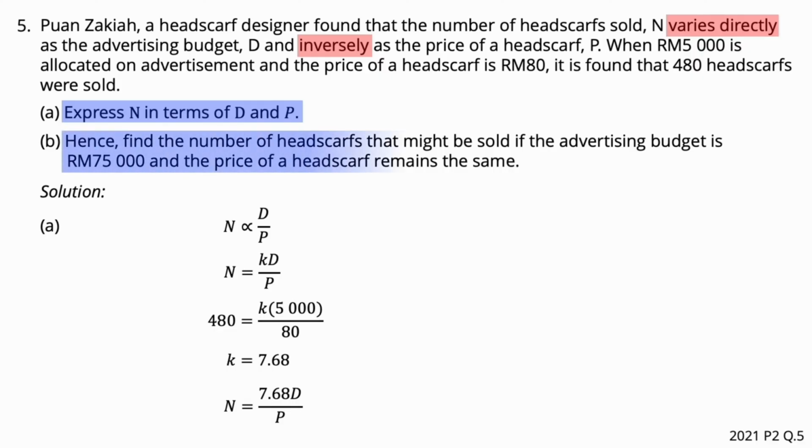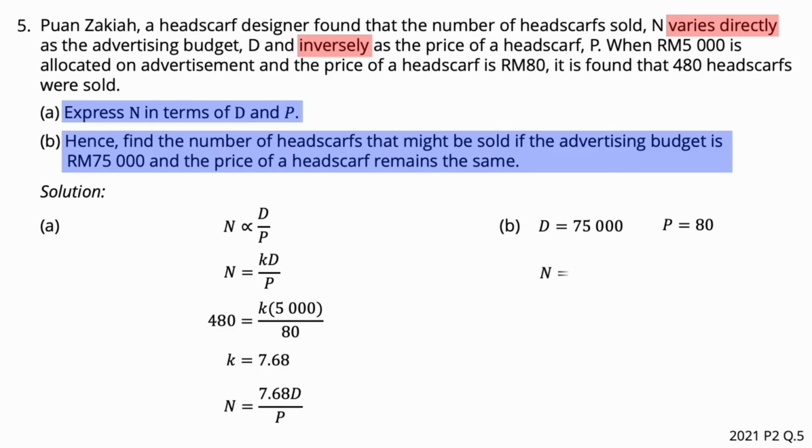Hence, find the number of headscarves that might be sold if the advertising's budget is 75,000 ringgit Malaysia and the price of a headscarf remains the same. From the results, N equals 7.68 times 75,000 divided by 80 equals 7,200. The number of headscarves that might be sold is 7,200.